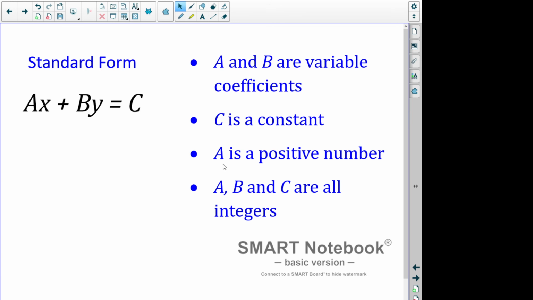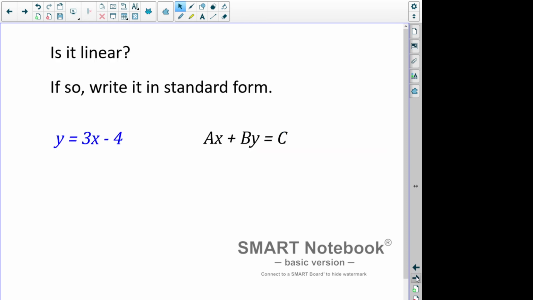So it's kind of a technicality, and we're not going to spend a whole lot of time on it, but you will be asked to write things in standard form, and so we just want to know what that is, and to be able to do that. So let's look at an example here.